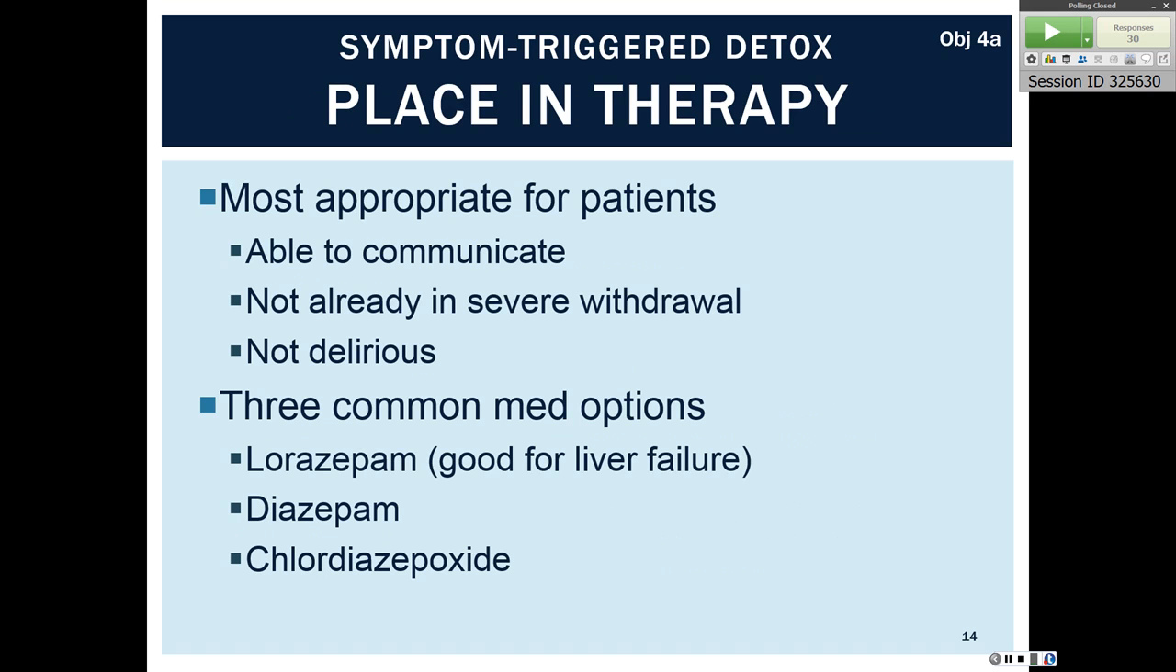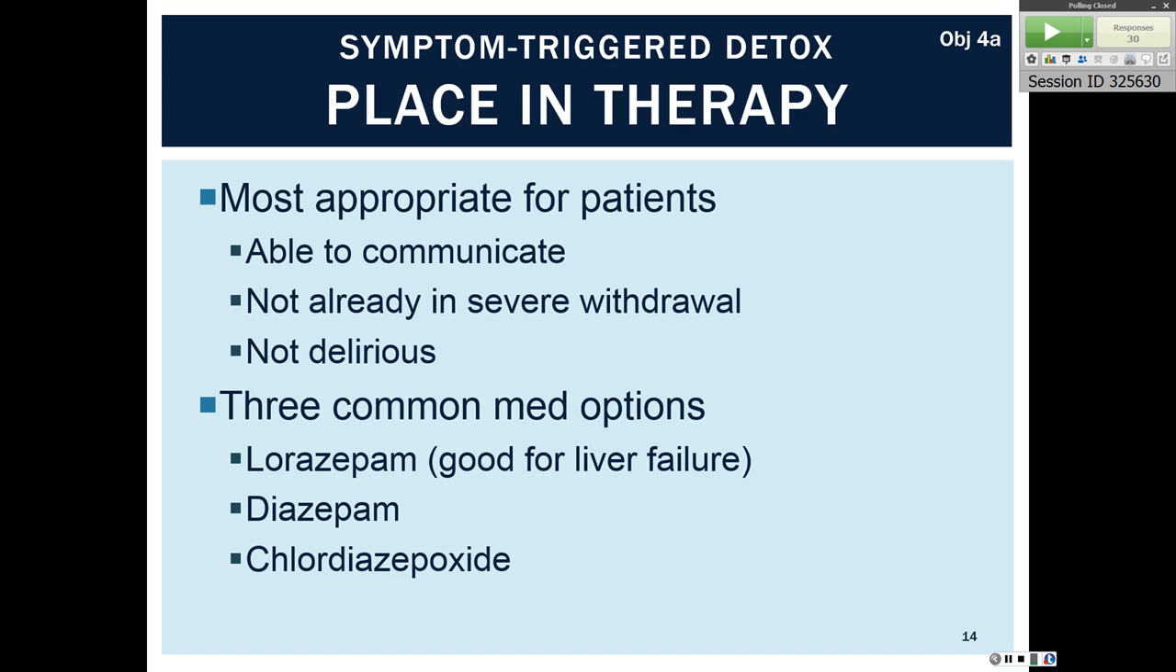Where does it come in? Why do we use it? It's most appropriate, like I said, for people who are able to talk to you, if they're able to communicate, because they're going to be telling you some of the symptoms that they're having. You can't tell if they're nauseous unless they're actually vomiting, so they're going to tell you whether or not they're feeling nauseous. They're not already in severe withdrawal, so they're not walking through the emergency department having already seized or showing significant signs of autonomic dysfunction and sweating profusely and all of these things. And they're not delirious, so they're in touch with reality. They're alert and oriented to person, place, and time.